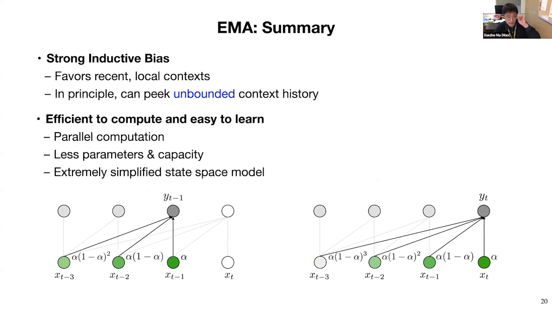So here is a summary of the EMA layer. We can see that EMA favors recent and local context because it uses the exponential decaying factor. And in principle, it can keep an unbounded context history, and it's efficient to compute, but it's less powerful than a Mamba or transformer layer.